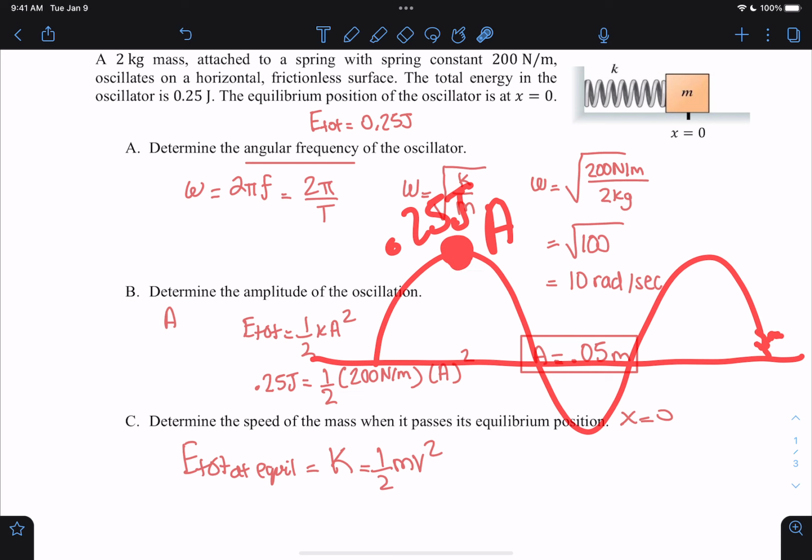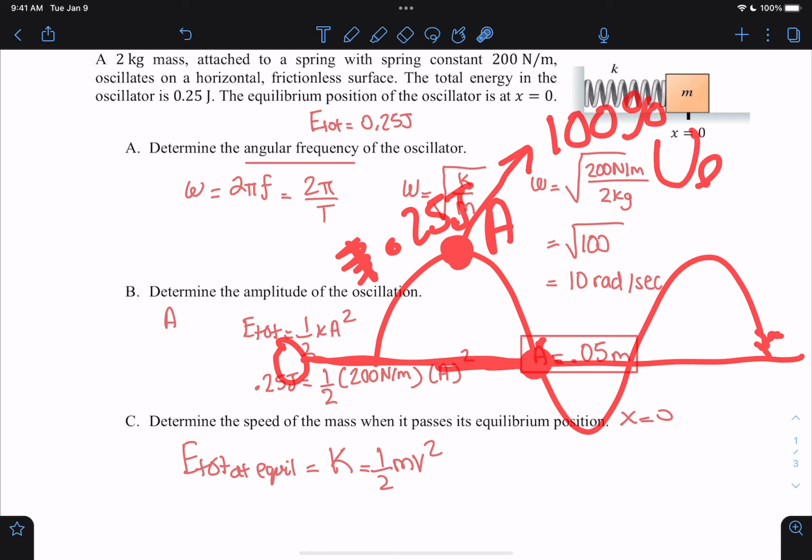So at the amplitude, at the peaks, it's going to be all spring potential energy. At equilibrium, where x is equal to 0, at this horizontal x-axis here, it's going to be 100% kinetic energy, 0% spring potential. So at the peaks, it's going to be 100% spring potential energy or elastic potential energy. And then here is going to be 100% kinetic energy, right?